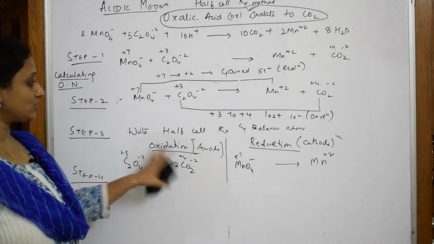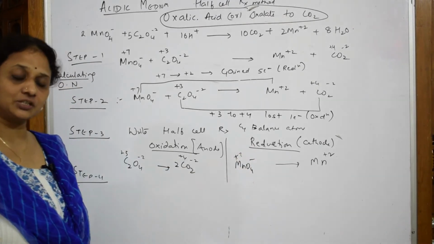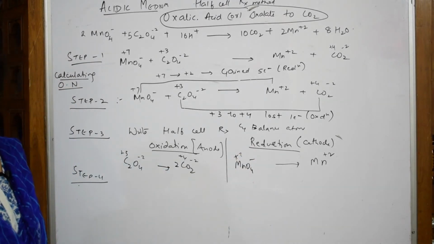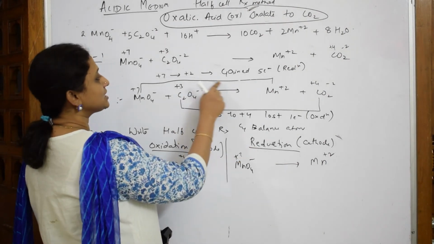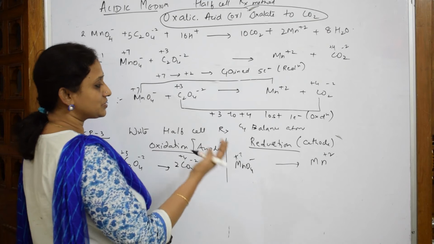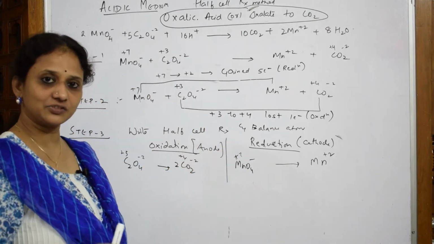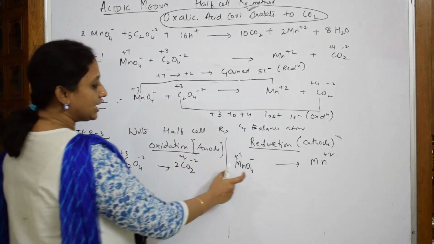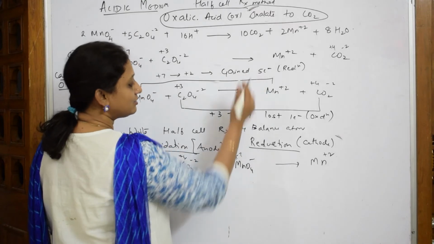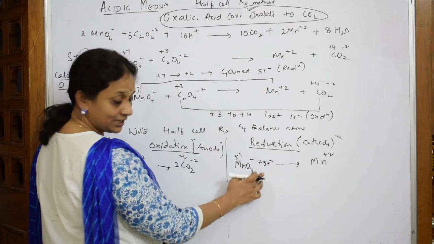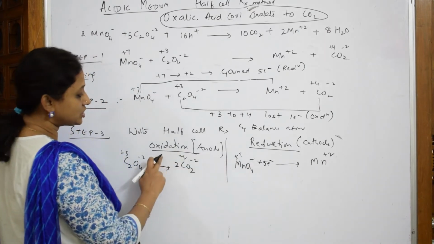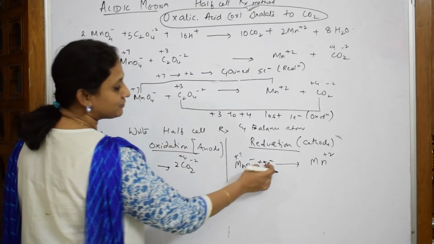Here you said oxidation, here you said reduction. You have to see how many electrons got lost and how many electrons have gained. Reduction is gain of electrons, isn't it? Which has gained electrons? MnO4 has gained 5 electrons. That's why the reduction process you will write as gaining, and the oxidation you will write as loss. It has gained 5 electrons.